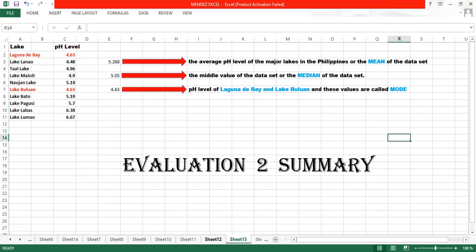For our evaluation 2 summary, the average pH level of the major lakes in the Philippines, or the mean of the dataset, is 5.268. The middle value of the dataset, or the median, is 5.05. And Laguna de Bay and Lake Buluan have the same pH level on the list, and this value is what we call the mode. Now let's proceed to our third evaluation.